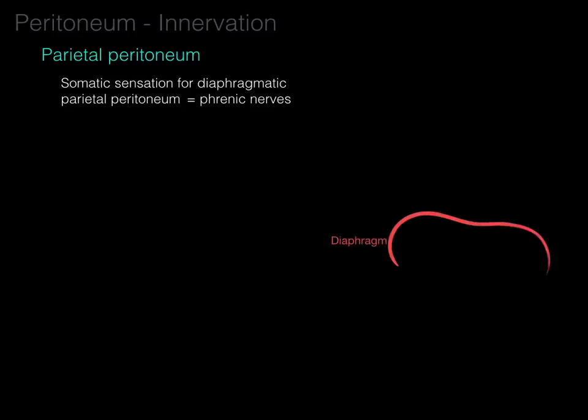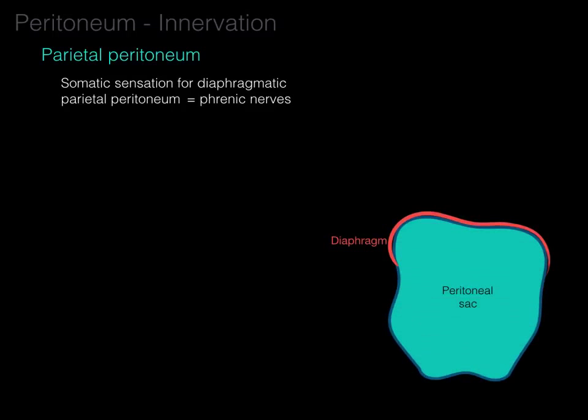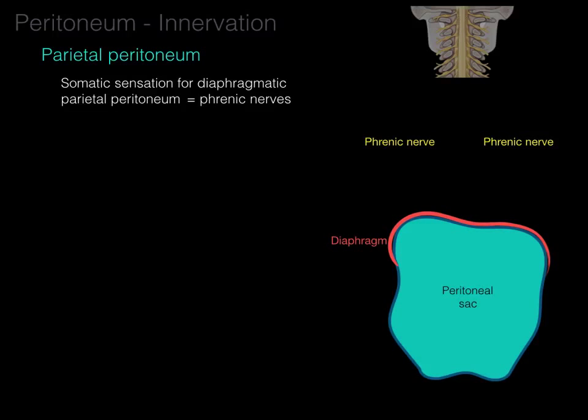And so there's our diaphragm, and then there's our peritoneal sac, and the phrenic nerves arise from the C3, C4, and C5 spinal cord levels. C3, 4, and 5 keep the diaphragm alive. So they come down and they provide motor innervation to the diaphragm, but they also pierce through the diaphragm, and as you can see, go to the diaphragmatic surface and provide sensory innervation of the diaphragmatic portion of the parietal peritoneum in the house that Jack built.